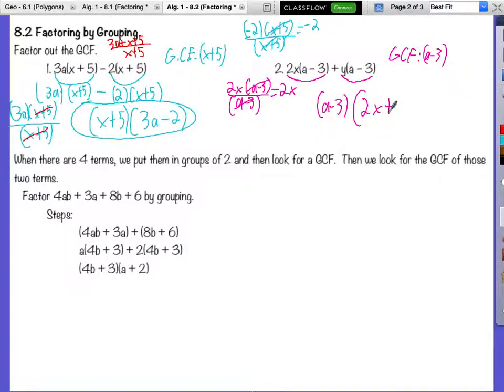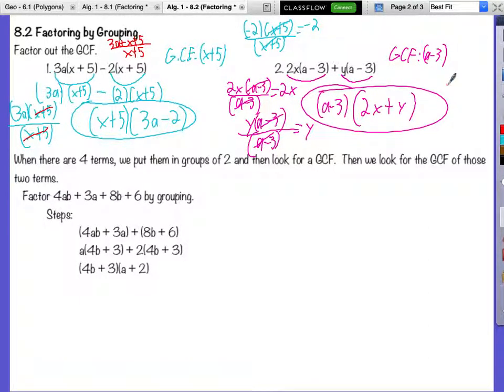And then we have a plus sign, and then we'll have y times a minus 3 divided by our GCF of a minus 3. What happens with these a minus 3s? They cancel, divide out, and we're left with y. So this ends up being our answer. It's the quantity of a minus 3 times the quantity of 2x plus y. We say quantity to make sure we're saying all of this is being multiplied with this.